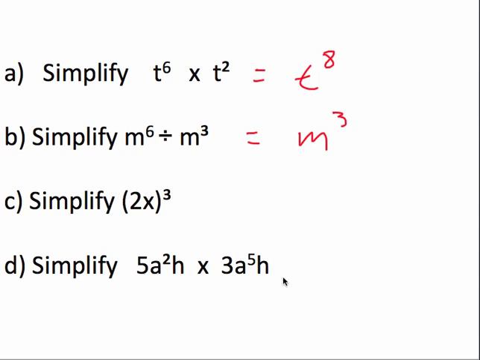If we skip to this really big one down the bottom, 5a to the power 2 h multiplied by 3a to the power 5 h. So multiply the big numbers. 5 times 3 is 15. A to the power 2 times a to the power 5. Remember to add the powers, so that gives us a to the power 7. And then we've got h times h, which is h squared.